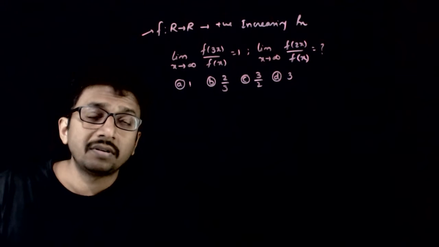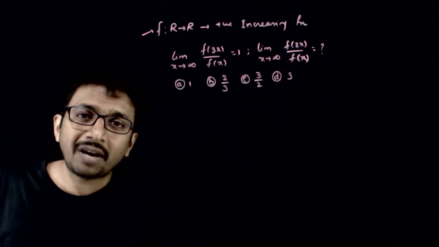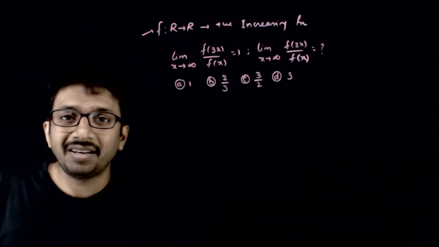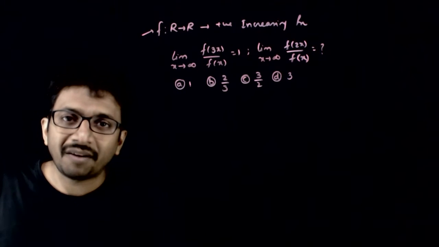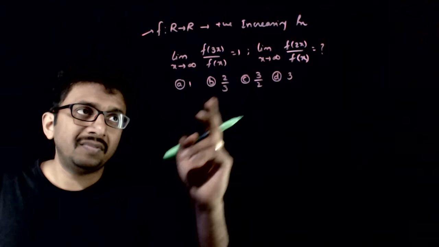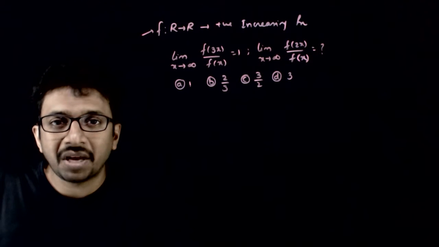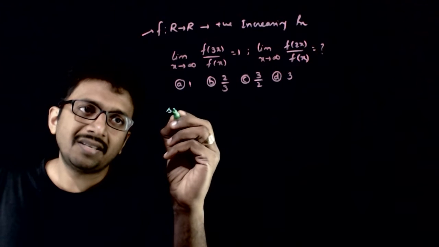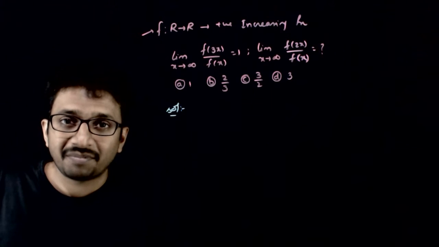So welcome students. In this question, you're given that f is a function defined from real numbers to real numbers and it is a positive increasing function. The limit as x tends to infinity of f(3x) by f(x) is equal to 1. If that is so, the limit as x tends to infinity of f(2x) by f(x) is equal to what? That's the question.